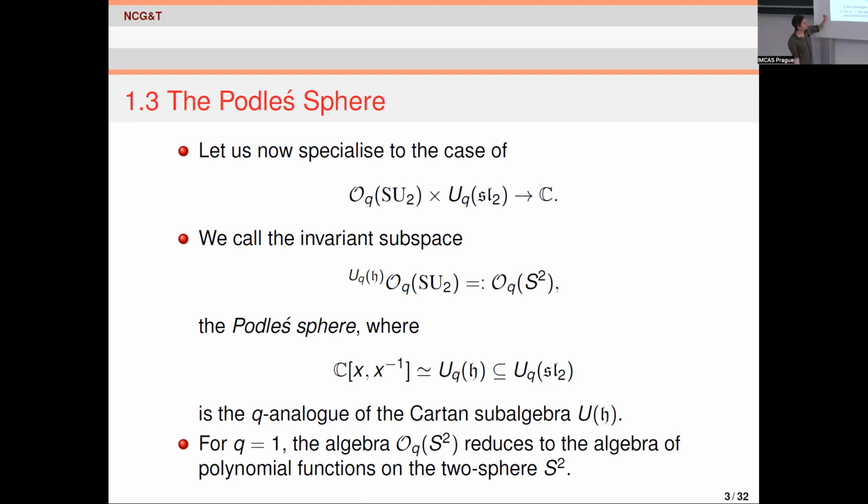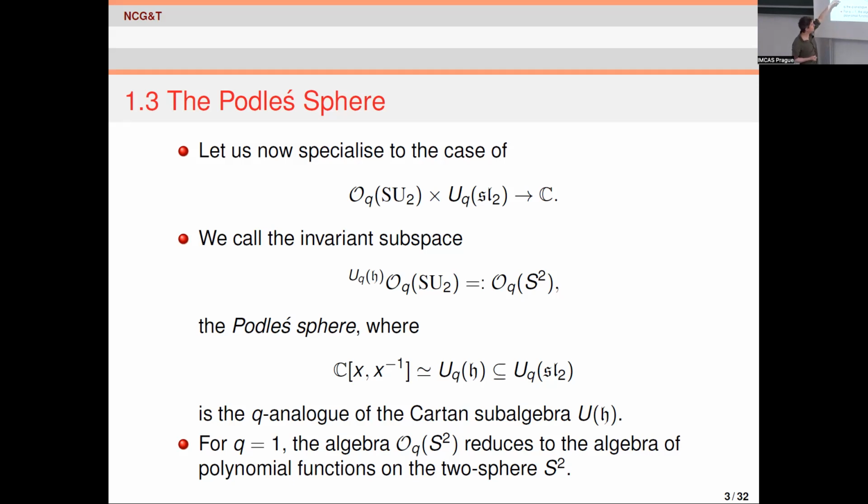And there is a natural action. So if you take this dual pairing that you have here, you can use that together with the coproducts to turn the pairing into an action of U_q(sl_2) on O_q(SU_2). And in fact, this works at the general level of O_q(G) and U_q(g).